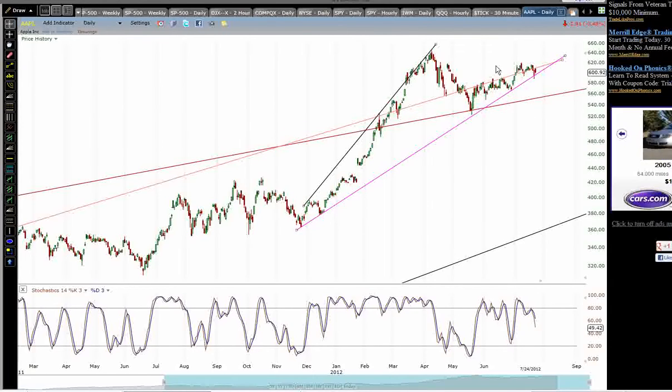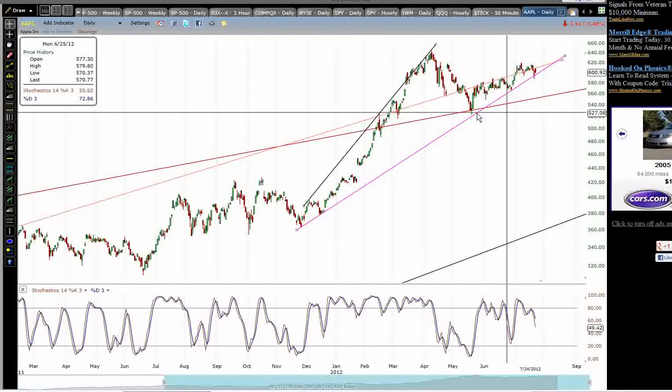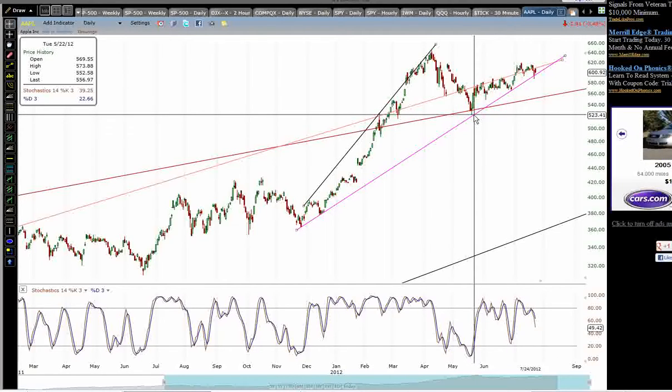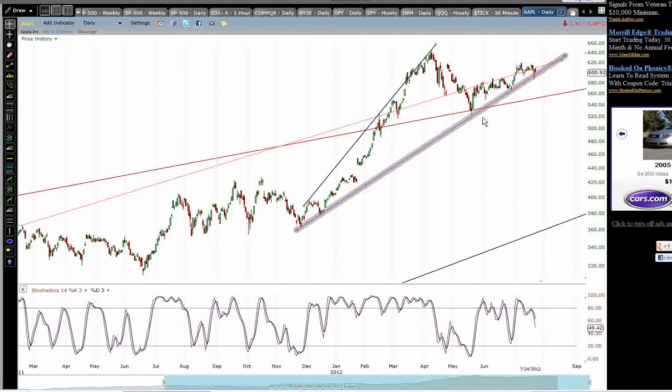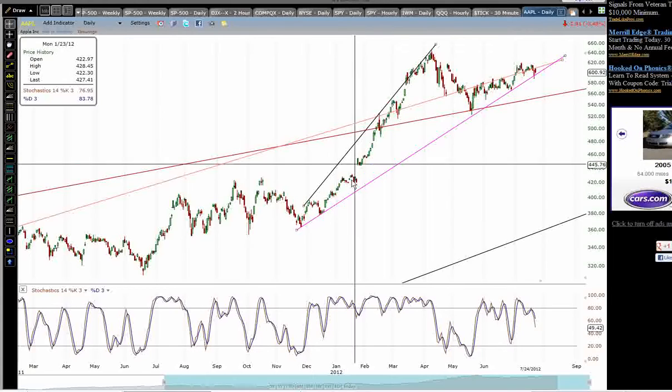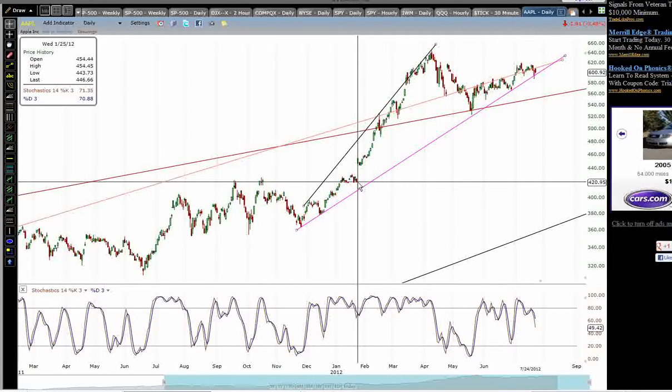When you look at a cup with handle or some type of basing chart pattern like that and it fails, it does not break out, it will almost invariably make a quick move back below the low of the base. So that would be the initial target. I think it'll actually go a lot lower than that. I still think this gap up down here probably needs to be filled at a minimum on this decline.